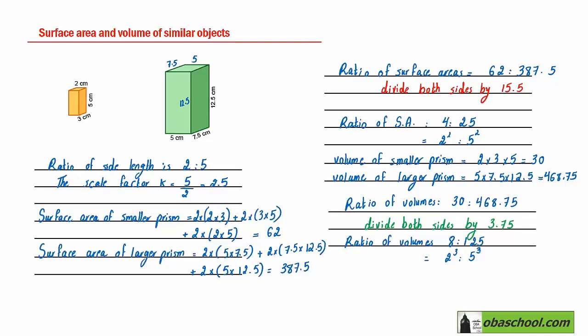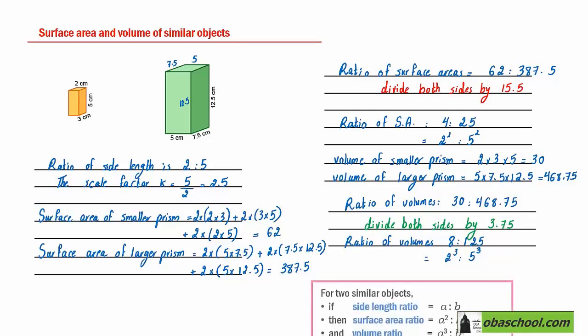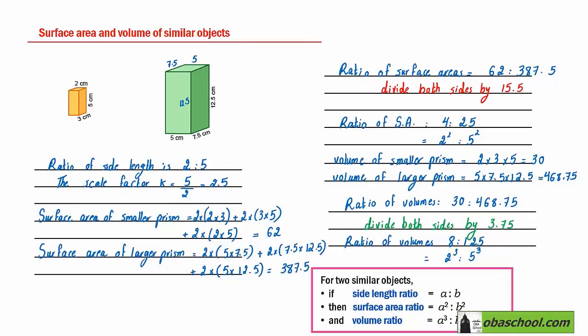Now taking a closer look at the relation between the ratio of side length, ratio of surface areas, and the ratio of volumes, you would see this relation. For two similar objects, if the side length ratio is a to b, then the surface area ratio is a squared to b squared, and the volume ratio is a cubed to b cubed. Now this is the relation that we needed to conclude after this tutorial.